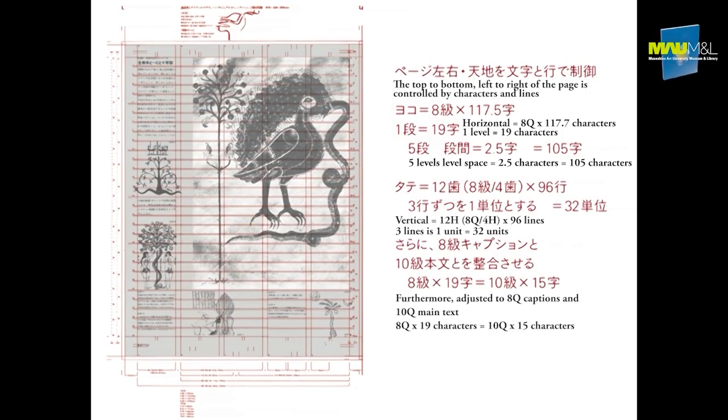The interesting thing is that the 8Q caption and the 10Q text are converted so that 8Q times 19 characters is approximately equal to 10Q times 15 characters. Incorporating character size conversion at the design stage is not possible with the alphabet. Although this layout sheet is set horizontally, it is an embodiment of a grid system that has been made Japanese.